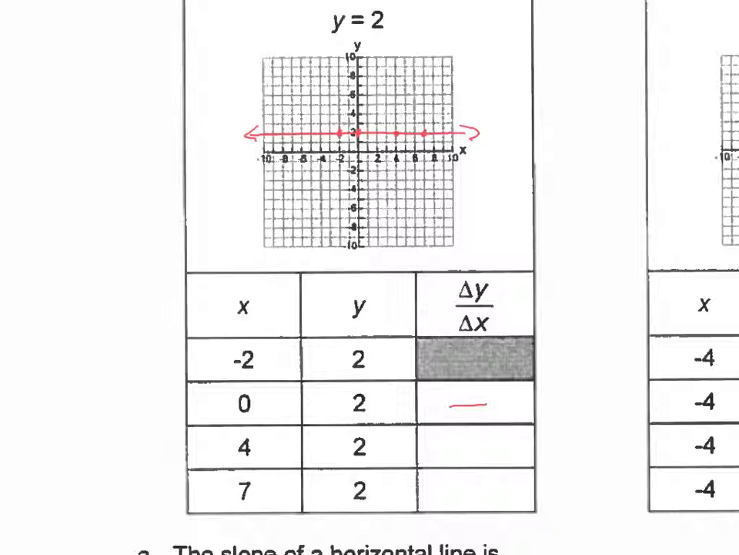What is our change in y? How much does our y change from 2 to 2? Well, hopefully you've said none. It doesn't change, right? From 2 to 2, nothing changed. What is our change in x from negative 2 to 0? Well, that's a positive 2, isn't it? So our change in x goes on bottom. What is 0 divided by 2?